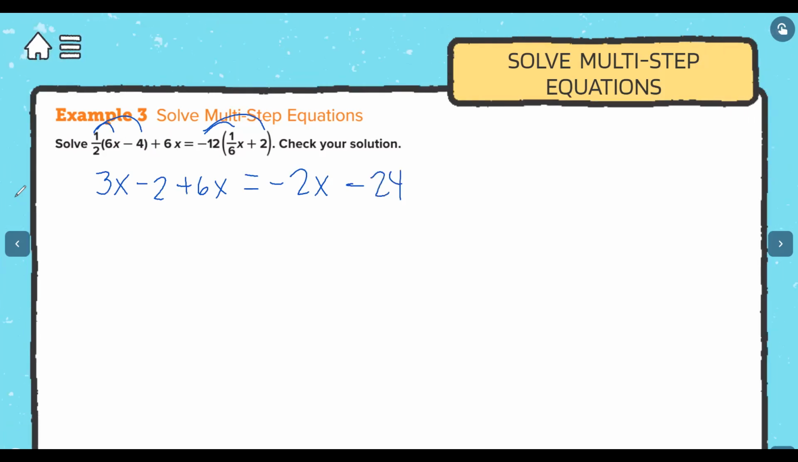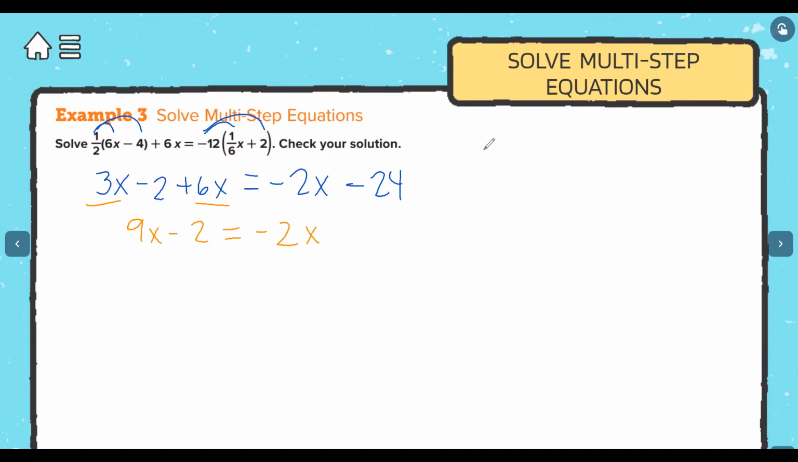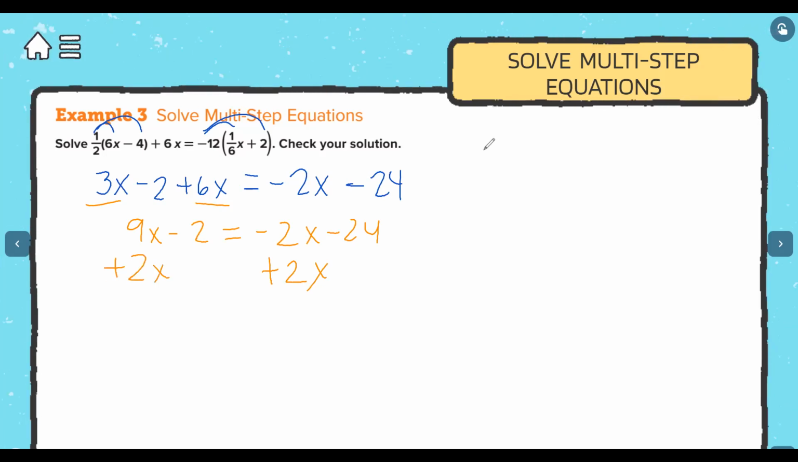It's a negative 24. We need to see if we can put something together, and we can. 3x and 6x is 9x minus 2. It's equal to negative 2x minus 24. Good. This negative 2x, I'm going to pass it to the other side. So when I pass it to the other side, it changes the sign, right? Negative 2x is now a positive 2x. And 9 plus 2, it's 11x minus 2. It's equal to negative 24.